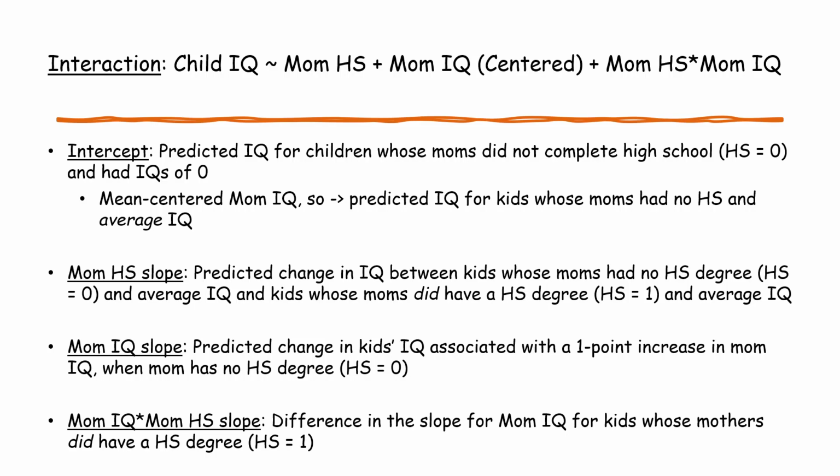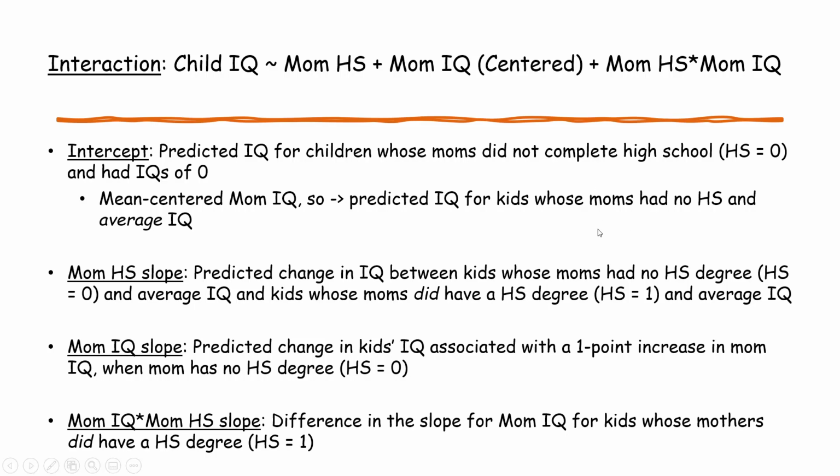Similarly, mother's IQ slope, that's the predicted change in kids' IQ that's associated with a 1-point increase in mom's IQ when your categorical predictor is set to 0, so when mom has no high school degree. And then the interaction term, this is the difference in slope for mother's IQ for kids whose mothers did have a high school degree. Remember our regular mom IQ slope, that's the change in kids' IQ with a 1-point increase in mom IQ when the mom does not have a high school degree, so when the categorical variable is 0. So this interaction term represents the change in the slope when we go to the other level of our categorical variable.